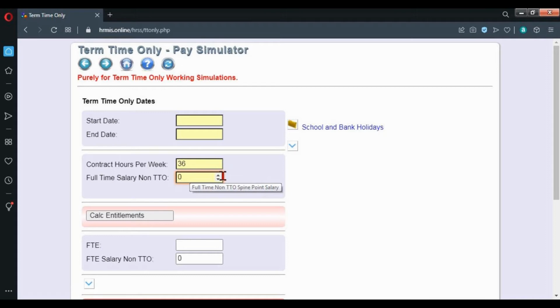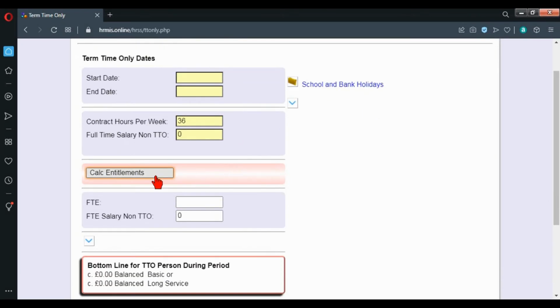The system will automatically calculate the person's full-time equivalent, their FTE, from the working hours that you put in. The full-time non-term time only salary must be put into the system. Please note that is the full-time salary point for the role as paid to anyone who is not term time only. The system will take care of the calculations necessary to work out the term time only pay when the Calc Entitlements button is clicked.